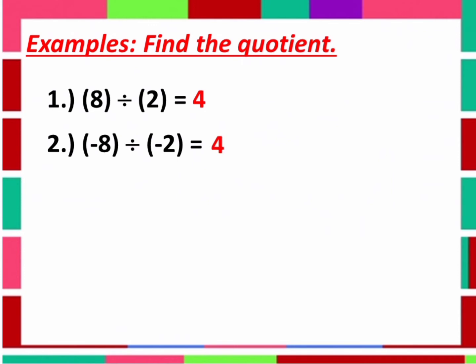Next, negative 8 divided by 2. So they are unlike signs. So the final answer will be negative 4. Another one, 8 divided by negative 2. So the final answer will be negative 4.